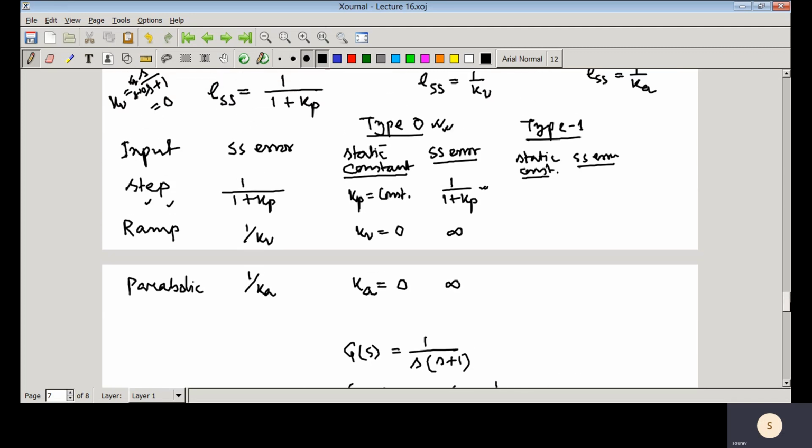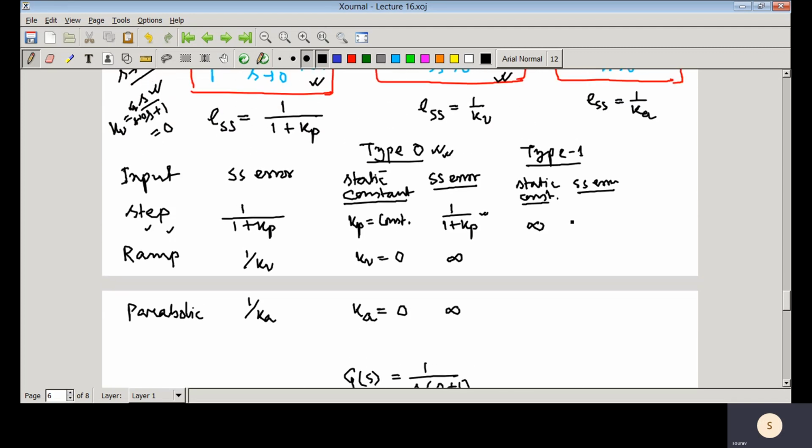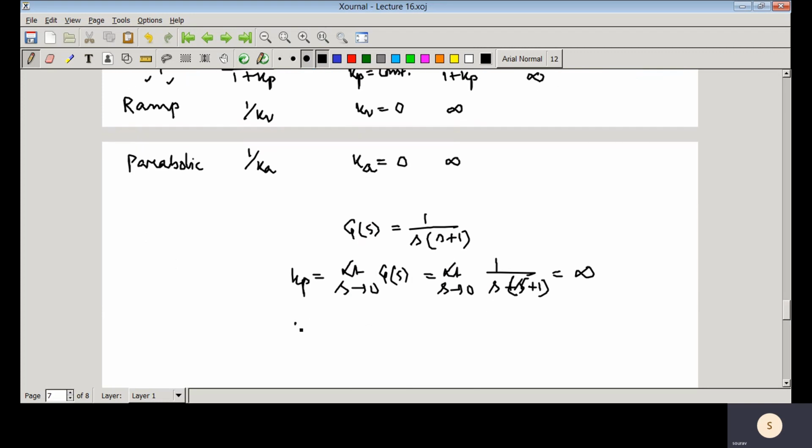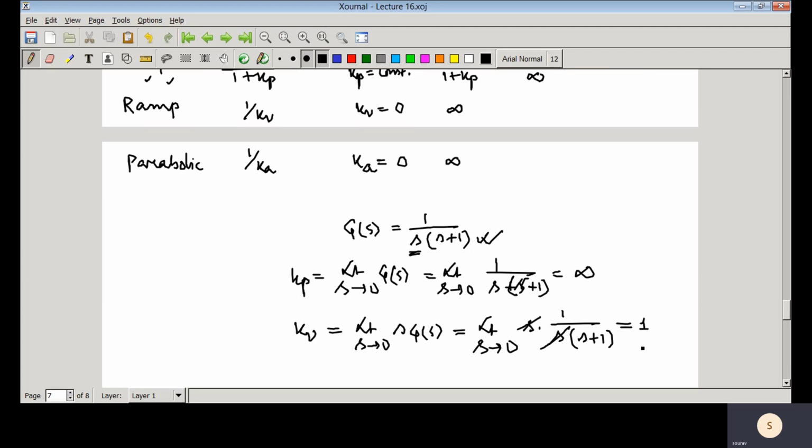So you can see here that the static constant becomes infinite. Then what would Kv be? Kv equals limit s tends to 0 of sG(s). If it is sG(s), then it is a type 1 system, that means one pole at origin. So then that is limit s tends to 0 of s times 1 by s(s plus 1). You can see that this s and s will be cancelled out, and that would be equal to 1. So that means this is a finite value.